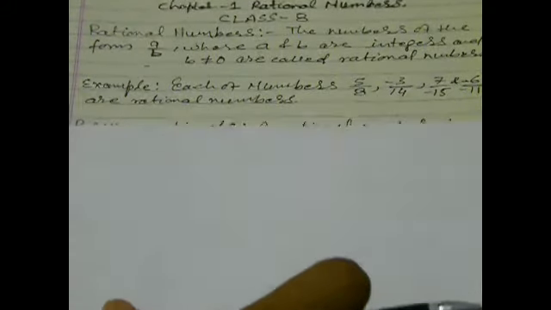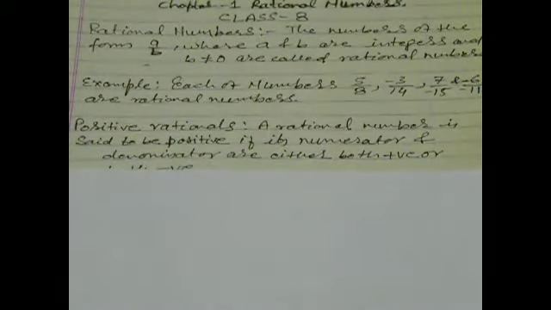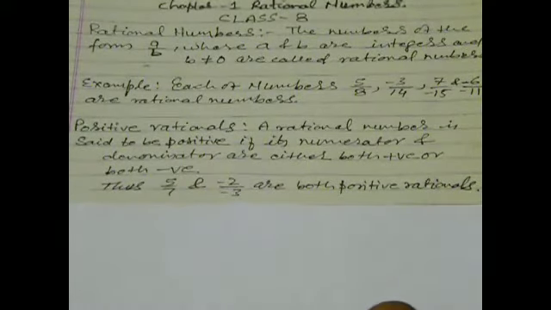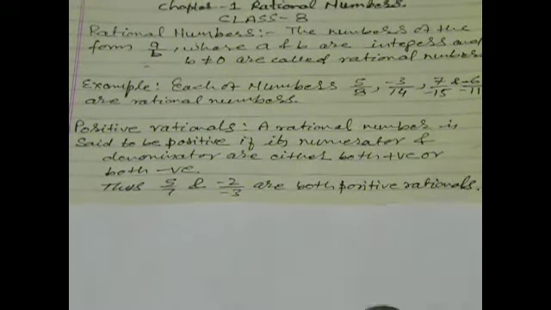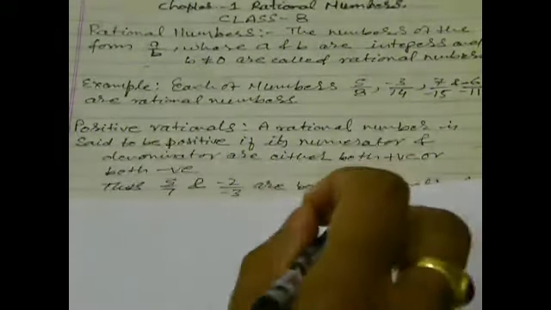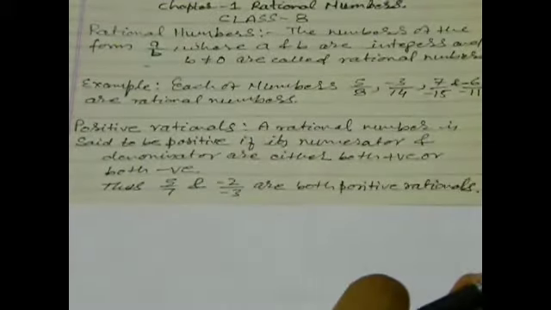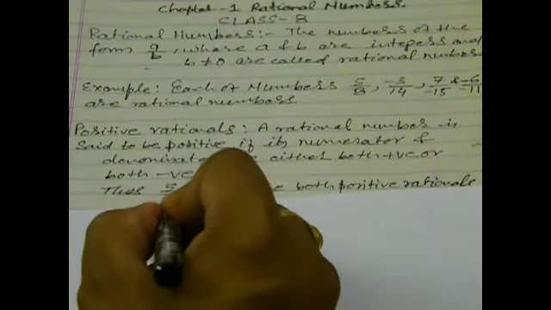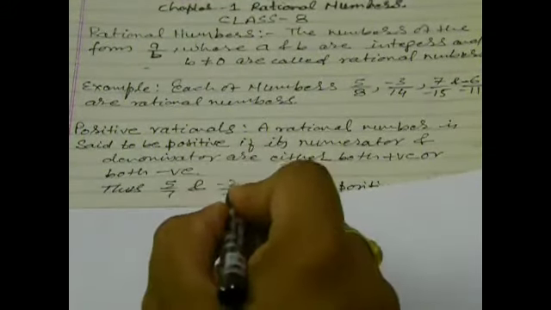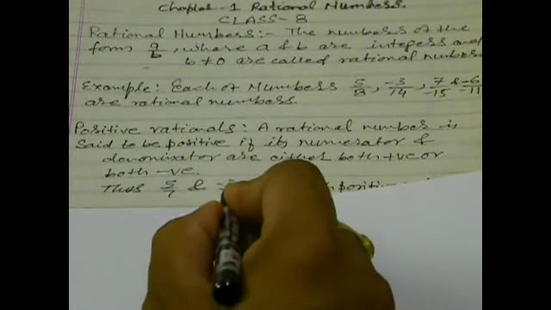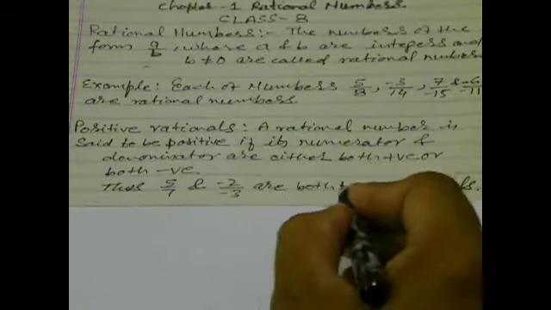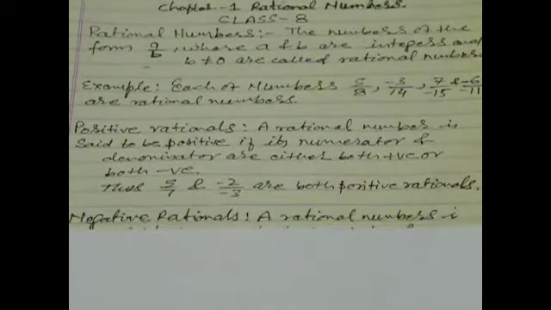are rational numbers. Now, what are positive rationals? A number is said to be positive if its numerator and denominator are either both positive or both negative. Thus, 5 by 7, where both numerator and denominator have the positive sign, and minus 2 by 3, where both numerator and denominator have negative signs, are known as positive rationals.